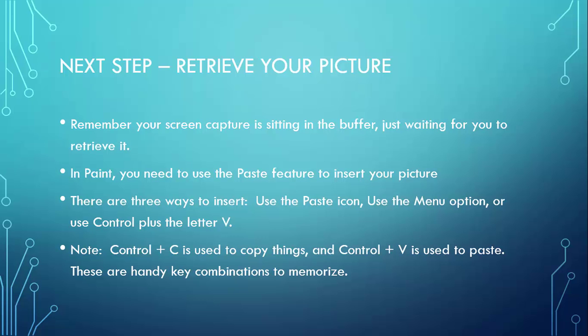In Paint, you will use the Paste feature to insert your picture. There are usually three ways in any Paint version. Using the Paste option icon and the Control V option are the most frequently used. So you can select the Paste icon at the top of the page, click on it, and it should bring your entire page into view. Just as a side note, the two combination keys, Control-C and Control-V, are used for copying and pasting. These are very handy combinations to keep.